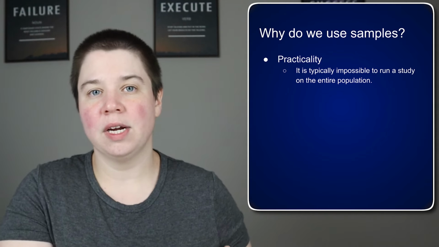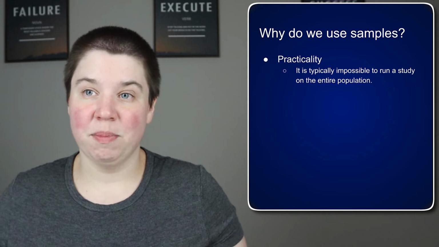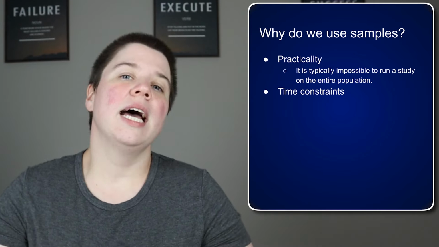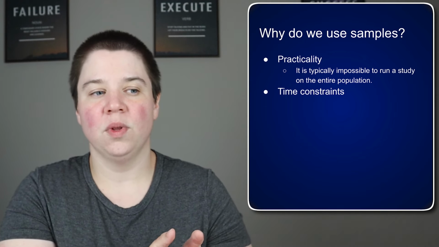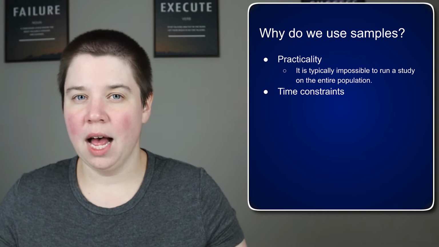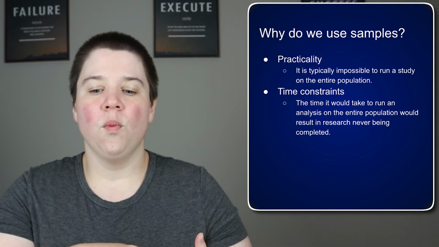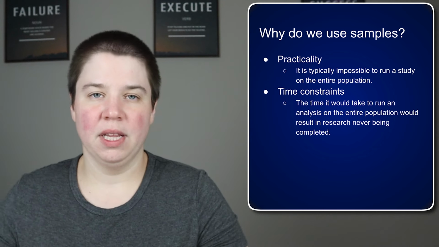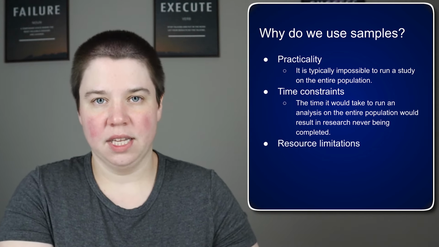Now, with some rare diseases, there are cases where you can actually run a study on the entire population because there are only 10 to 20 people who have such a rare disease. Another reason we use samples is time constraints. It's very difficult to look at a population, even if it was possible, within the time that we're given to perform studies. So we would basically never be completing research if we were always trying to analyze the population instead of a sample.